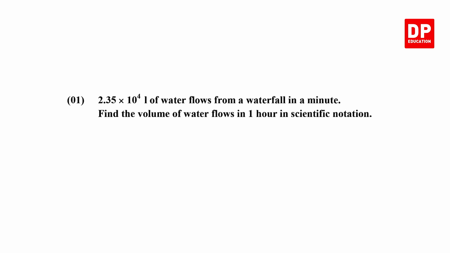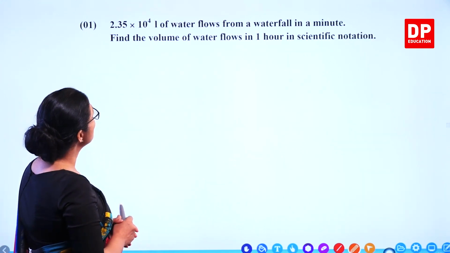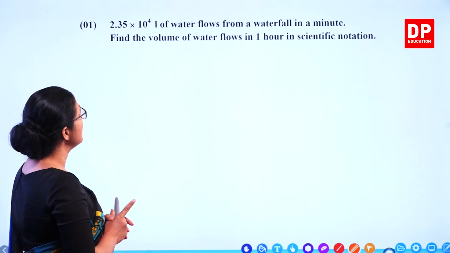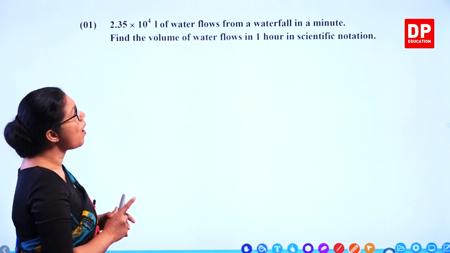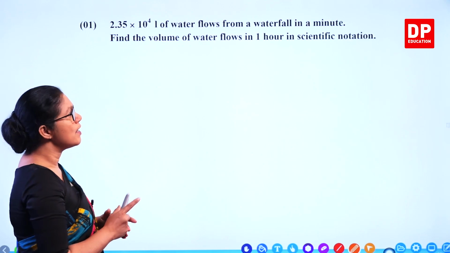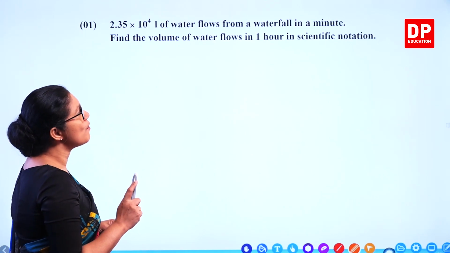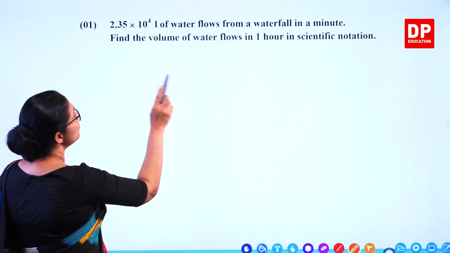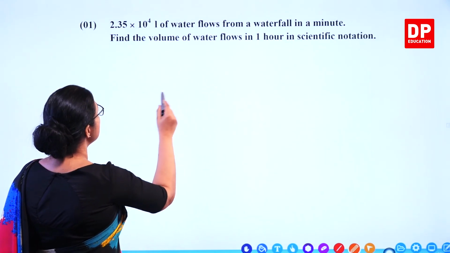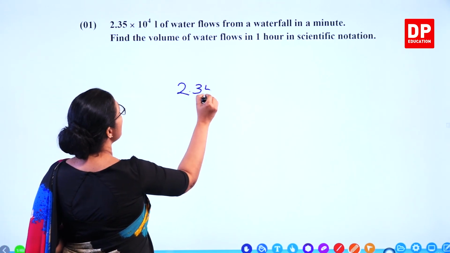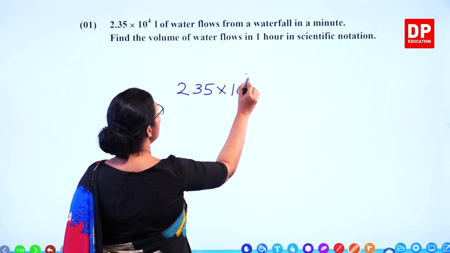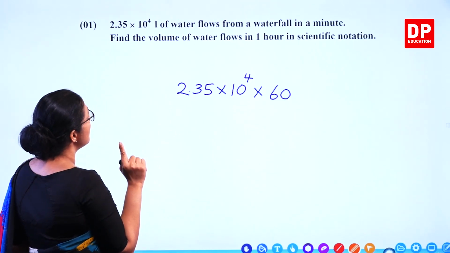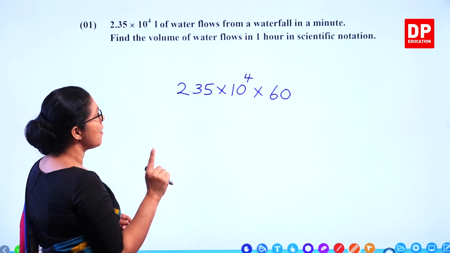Let's take question number 1. 2.35 into 10 to the power 4 liters of water flows from a waterfall in a minute. Find the volume of water flows in 1 hour in scientific notation. So 60 minutes is 1 hour. So you have to multiply by 60. So volume for 1 minute is 2.35 into 10 to the power 4 liters. When you multiply by 60, you get volume of water flows in 1 hour.